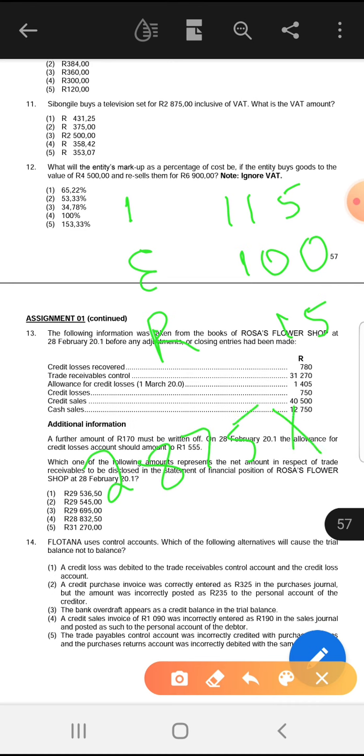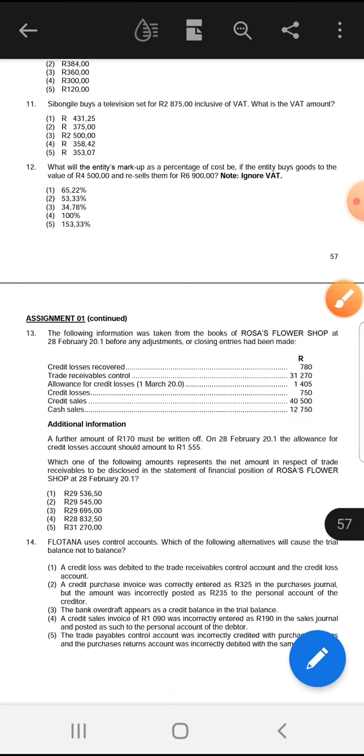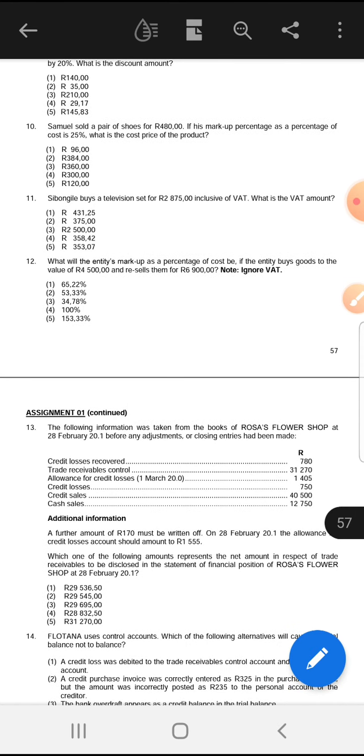285.75 multiplied by 15 over 115. My phone doesn't want to type here. Okay, let me erase. Okay, yeah, but it's 2,875 multiplied by 15 over 115, which leads us to option 2. 2,875 multiplied by 15 over 115.